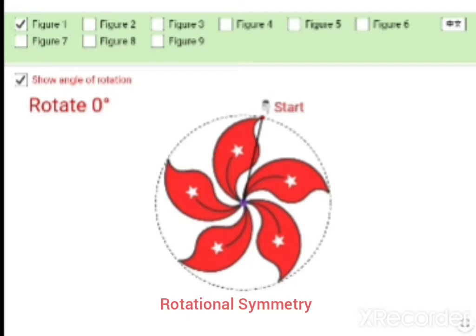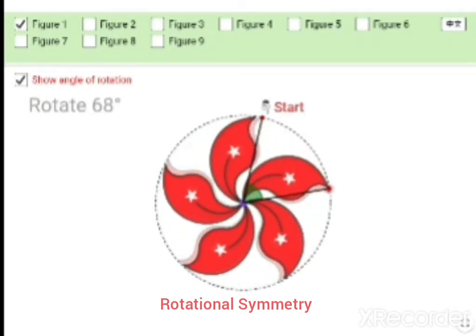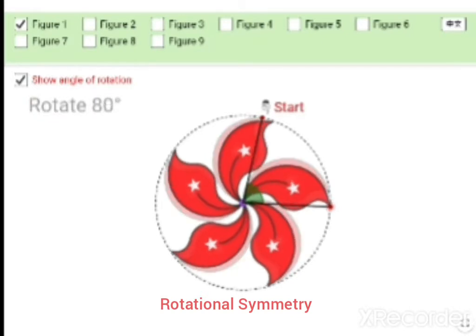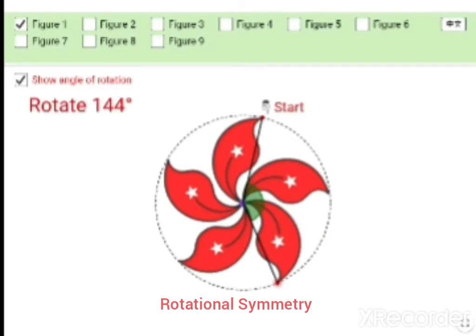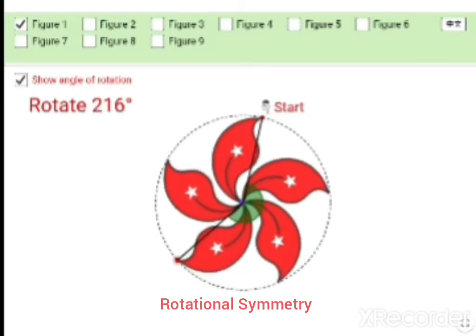This flower has 5 petals. If I bring this petal to this position, yeah, it is showing symmetry, isn't it? Now if I move it to the next petal, so second time it is looking the same. So if I bring this petal here, third time it is looking the same.